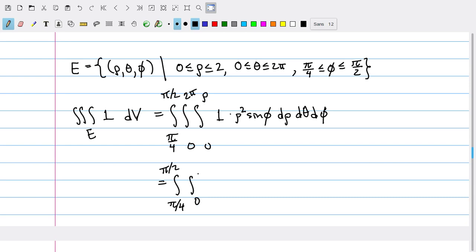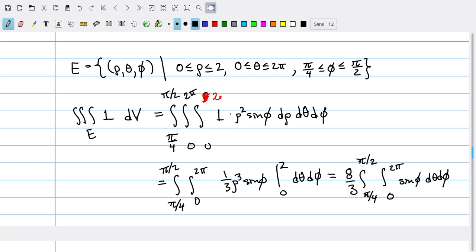Integral from 0 to 2 pi of 1/3 rho cubed times sine of phi, evaluated from 0 to... Oops, I have a typo here. The innermost bounds were supposed to be from 0 to 2, and I wrote 0 to rho for some reason. Evaluating that from 0 to 2, d theta, d phi. So when we evaluate this, we get 8/3 times the integral from pi over 4 to pi over 2, and the integral from 0 to 2 pi of sine of phi d theta d phi.